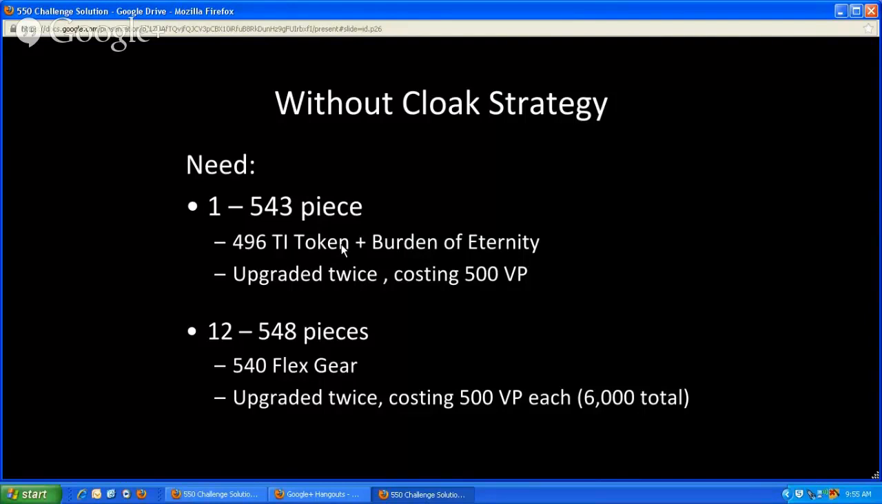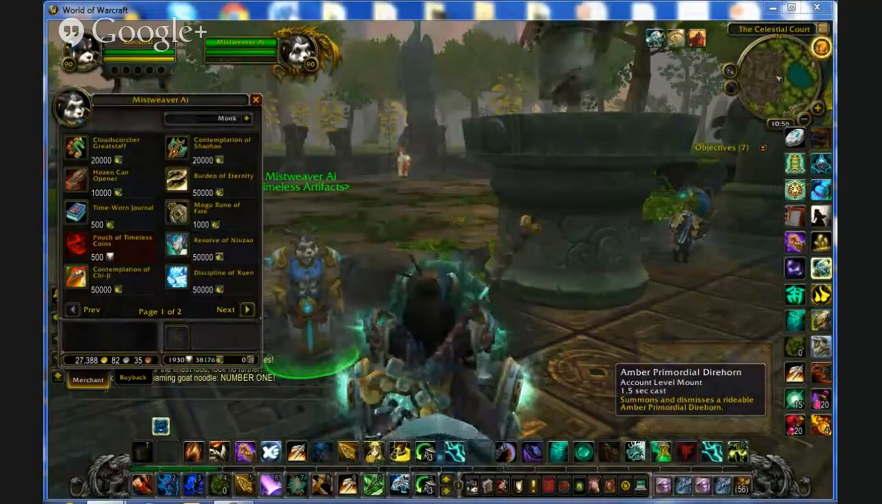It doesn't really matter what enchant it is in this model, because I'm not really looking at whether you're optimizing it for your build or not. It's just looking at what the number is. So again, you'd have the 535 piece that you'd upgrade twice to make a 543. Then you need to have 12 548 pieces, which is flex gear.